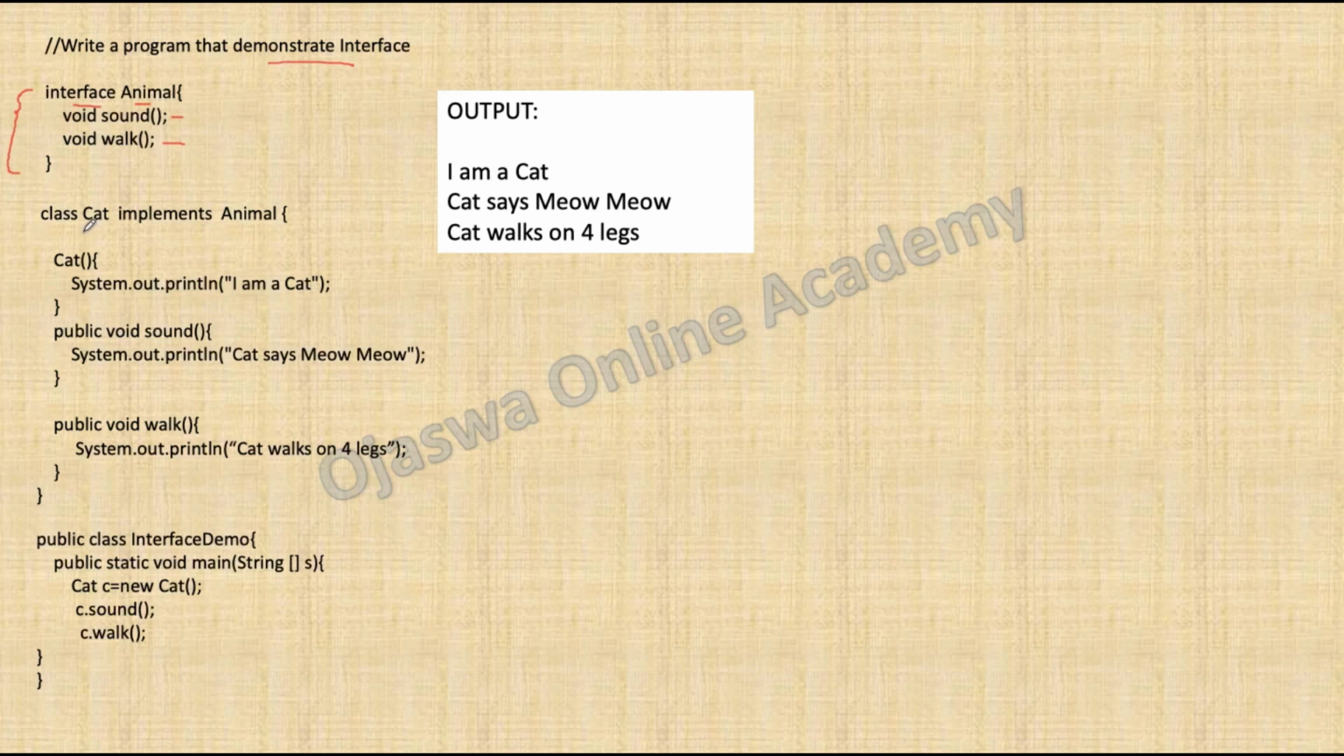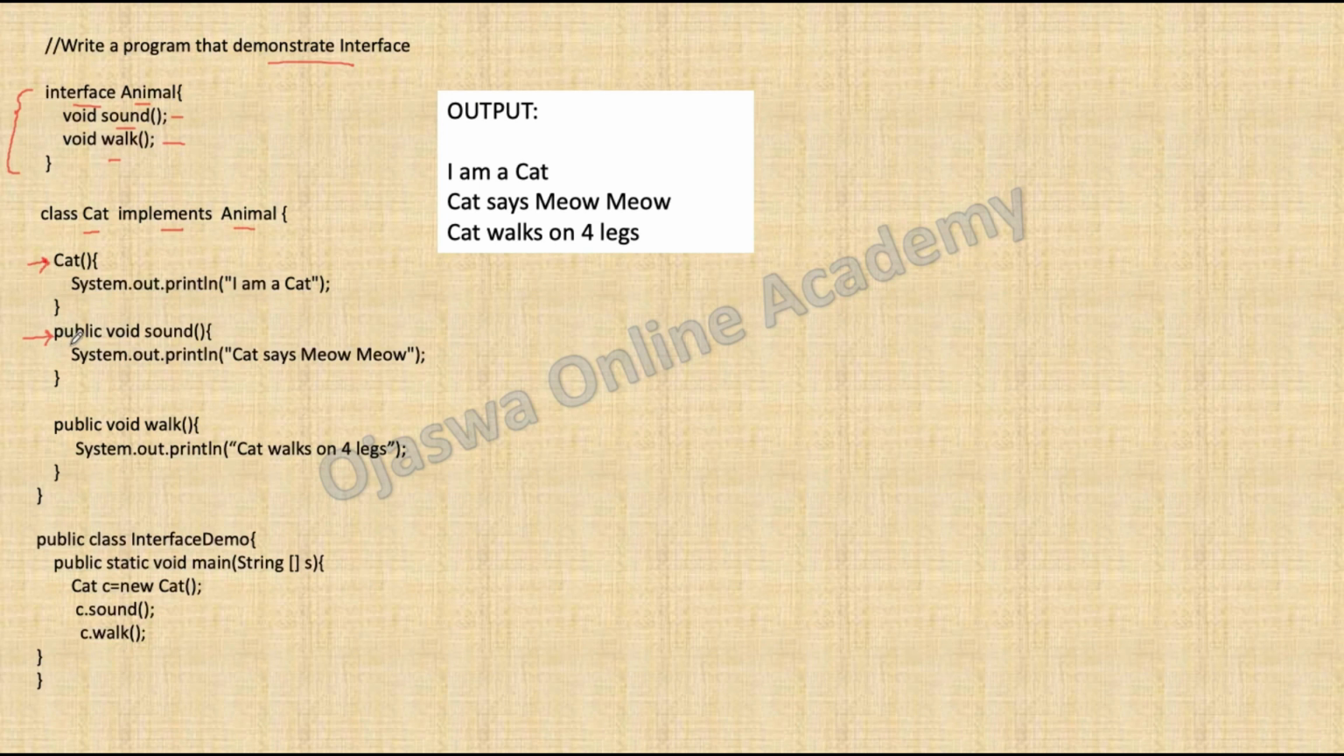Then we have a subclass cat, implements animal. Subclass cat is inheriting interface animal and it will inherit all the abstract methods belonging to interface animal. So these methods sound and walk are inherited inside class cat. We need to provide implementation for the abstract methods. There is a default constructor.